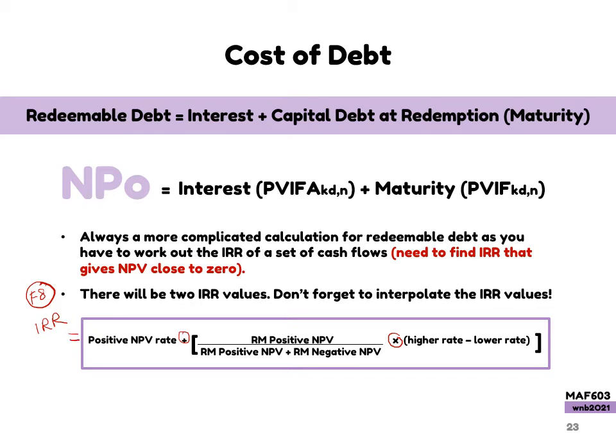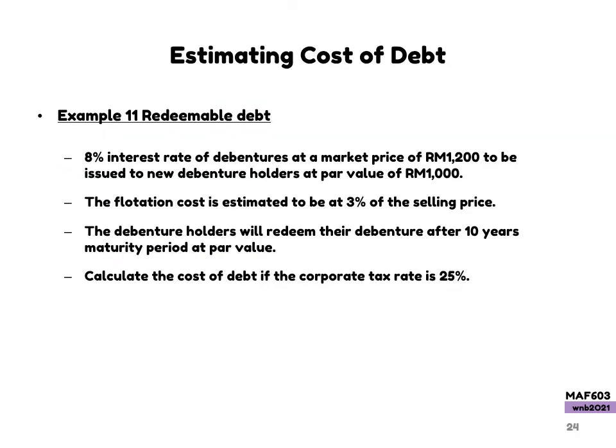Lepas dah dapat IRR tu, kita kena cari after tax of IRR supaya you boleh determine the cost of debt for redeemable debt. Okay, it sounds a bit complicated, right? To get the IRR interpolation, but then it's okay. We're going to try two examples so that you can get clear illustration on how this IRR or the KD for redeemable debt should be working.